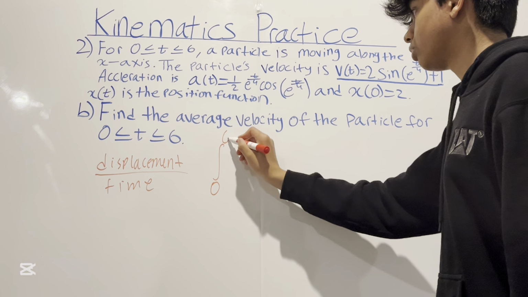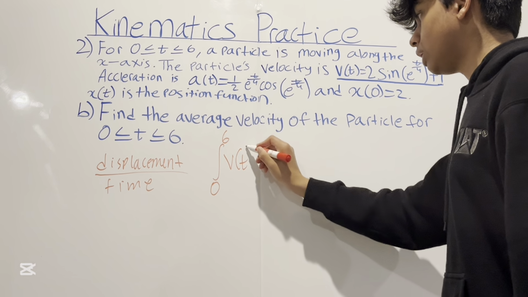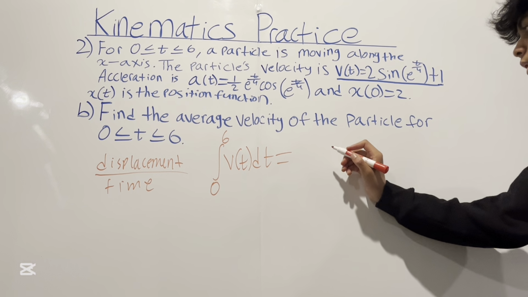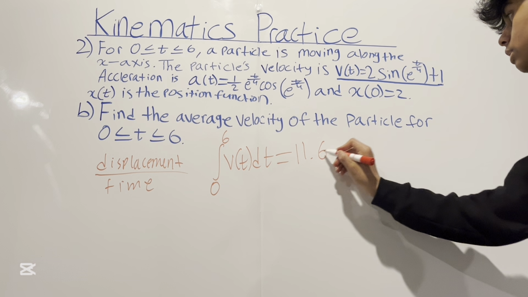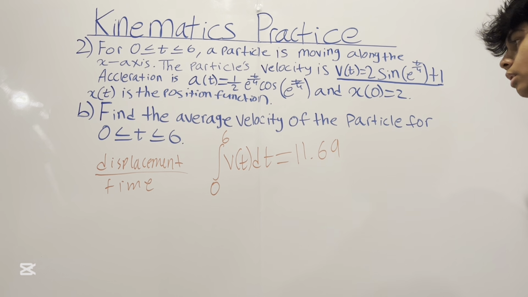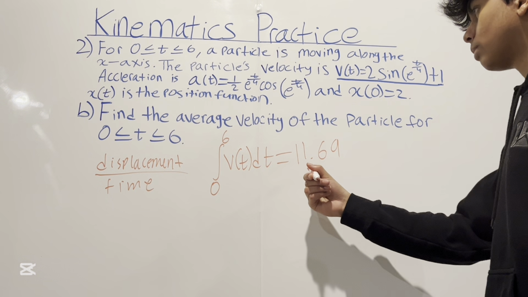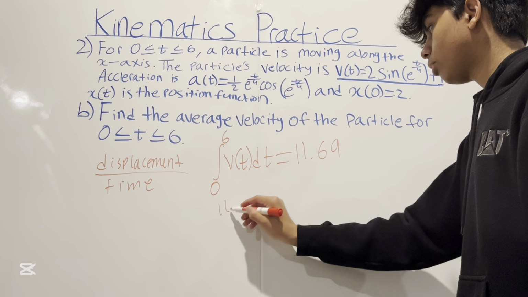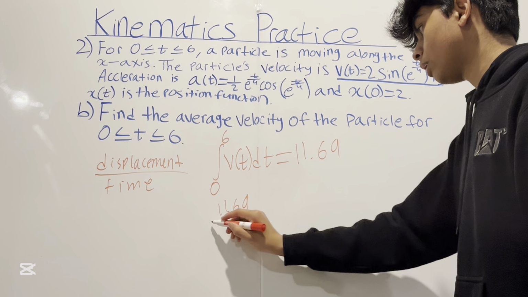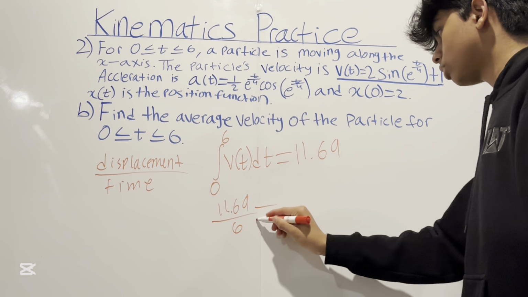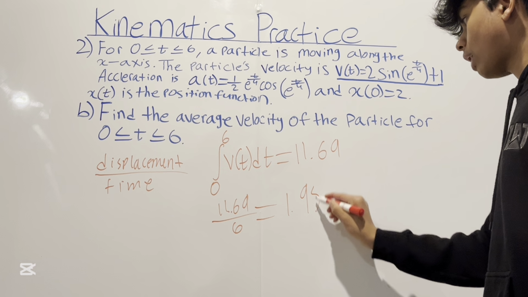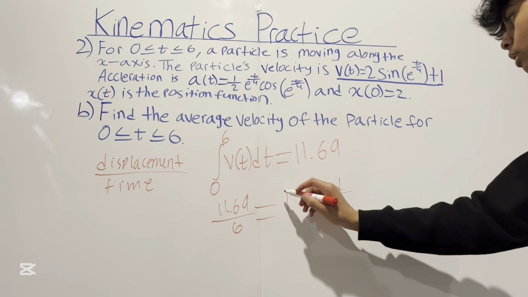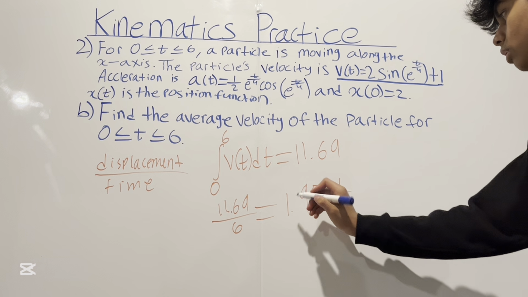So from 0 through 6, v of t dt, if you plug this into your calculator, you're going to get 11.69 units of displacement. And remember, this is just a displacement, not our average velocity. But to get that, we need to divide by our time. So 11.69 divided by 6 is equal to 1.95. I guess you could just say displacement over time. And this is our final answer.